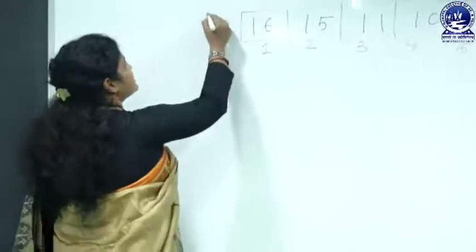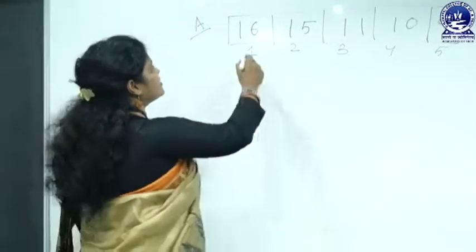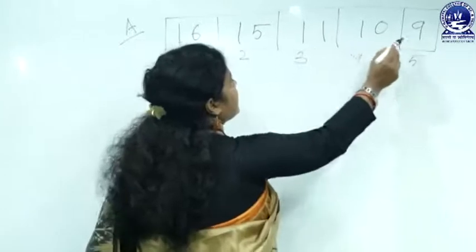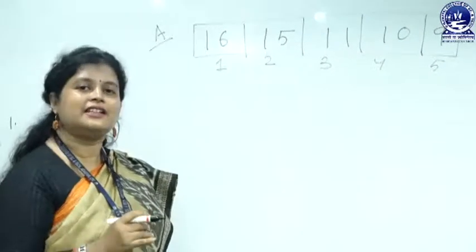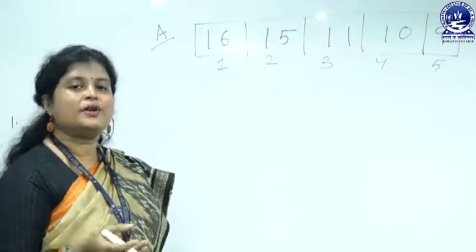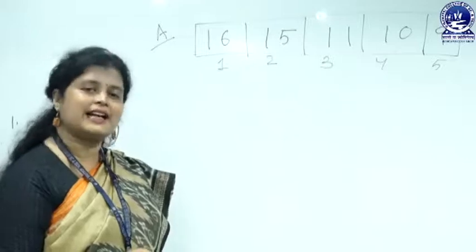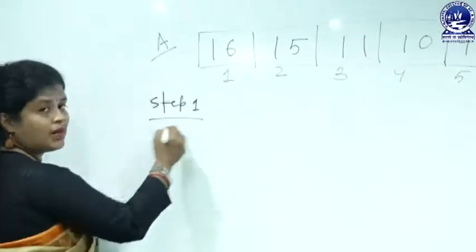Let the list name be A, and the list consists of 16, 15, 11, 10 and 9, which is in a totally disordered way. Okay. Here the list contains all the elements in a totally disordered way, and we need to sort it in ascending order. Then in this case, at step 1, what happens?